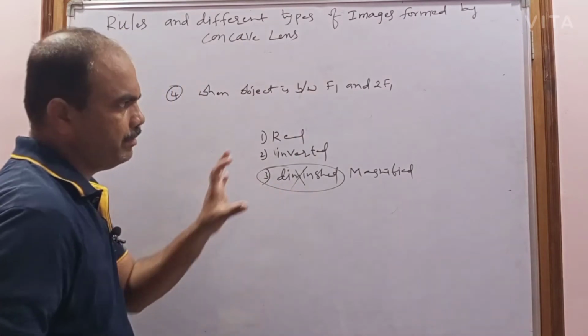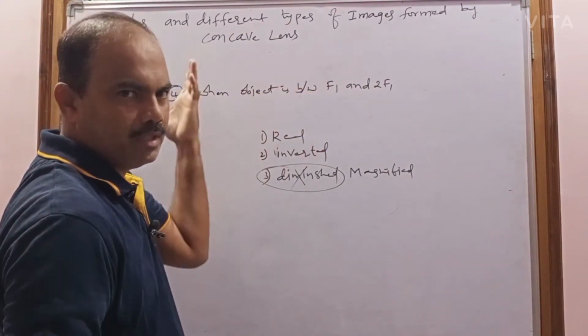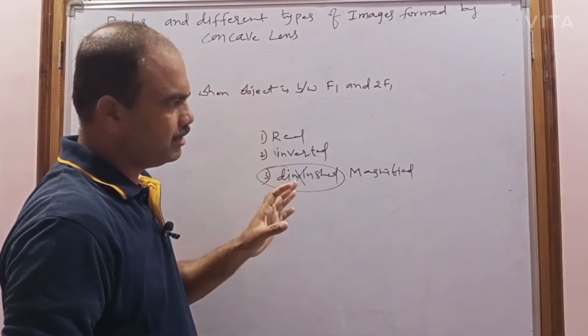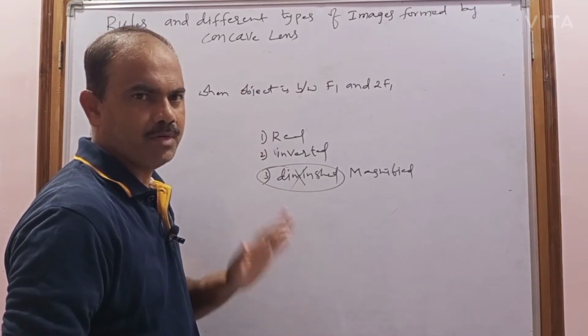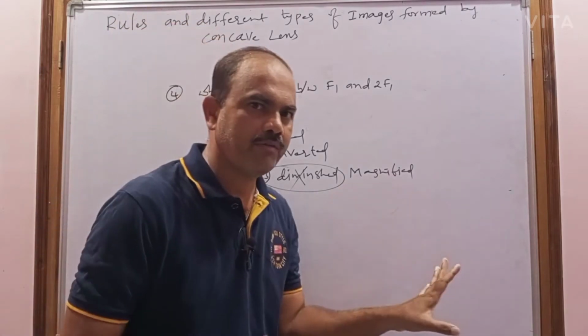While speaking I said the size of the image will be more than the size of the object, but while writing I wrote that the image is diminished. That is not correct, it is magnified. Please correct it.